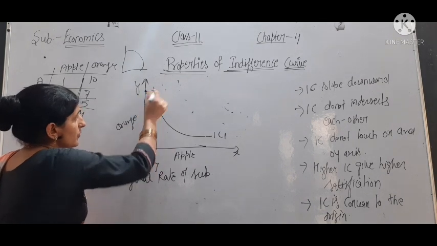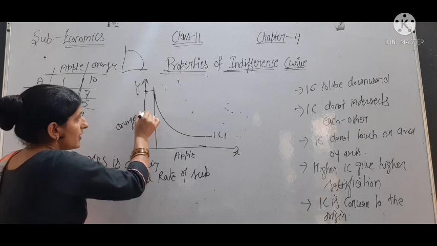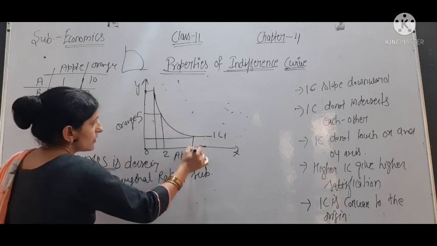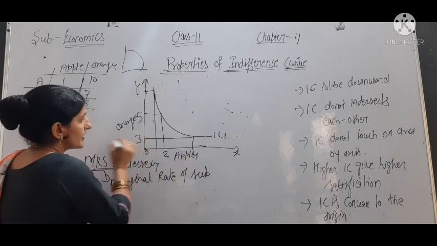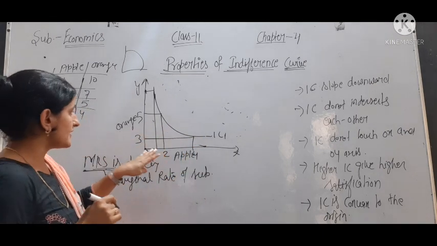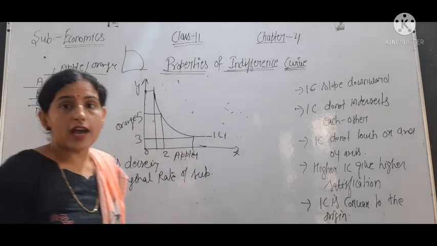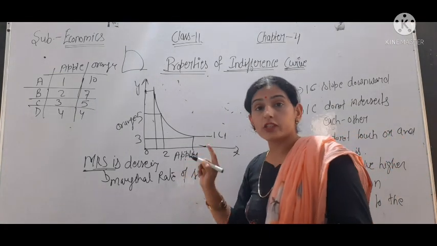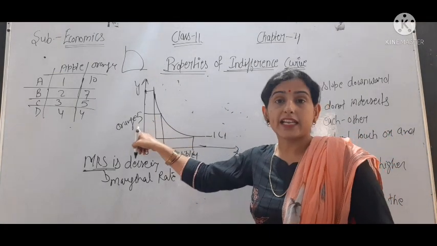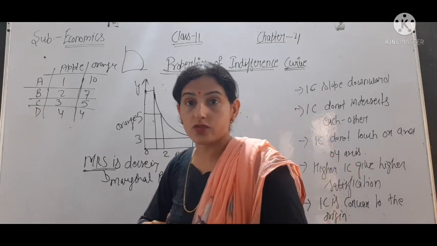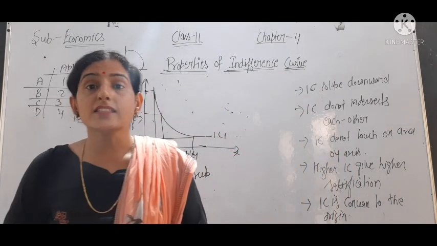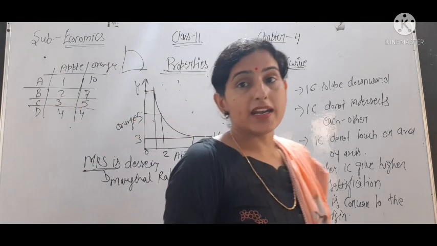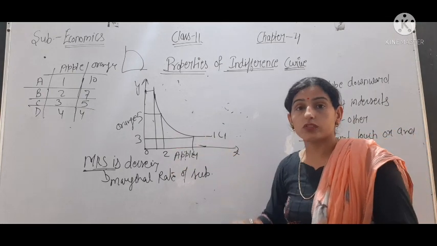Here consumer is consuming 10 orange, 1 apple, and here 2 and 5, and here 4 and 3. Okay, it means we can see that to consume more quantity of apple, the consumer is sacrificing more units of orange. Okay, so the rate of MRS is decreasing, marginal rate of substitution, and just because of MRS, it is convex to the horizon.